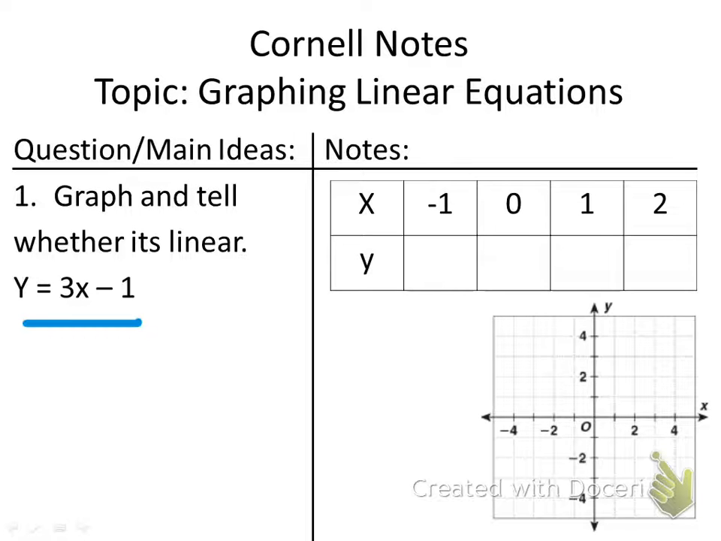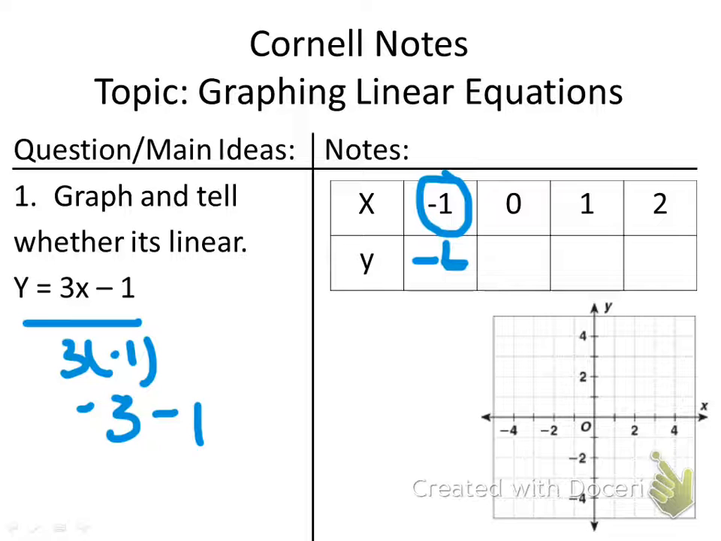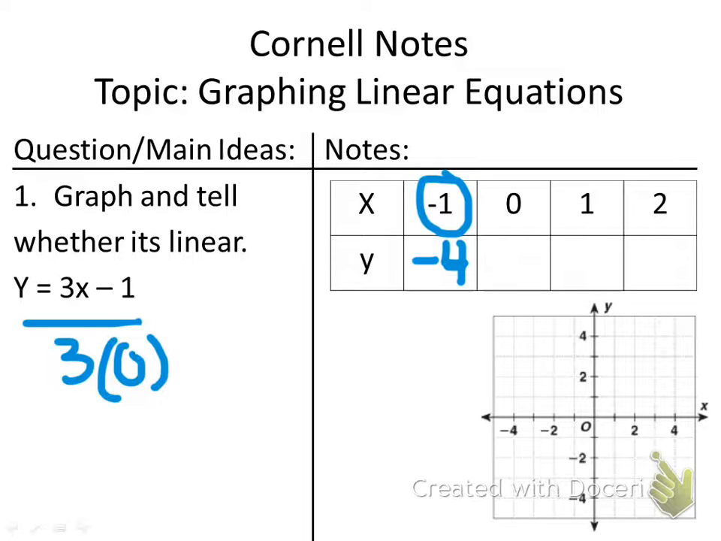When I input negative 1 into the equation, I get 3 times negative 1, which is negative 3. Negative 3 minus 1 is negative 4. So my output is negative 4. Next, my input is 0. So I'm going to take that 0 and multiply it by 3. 0 times 3 is 0. 0 minus 1 is negative 1.